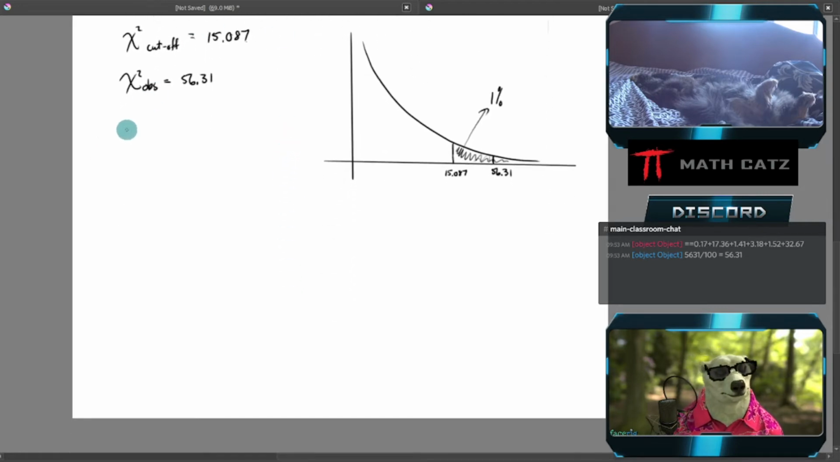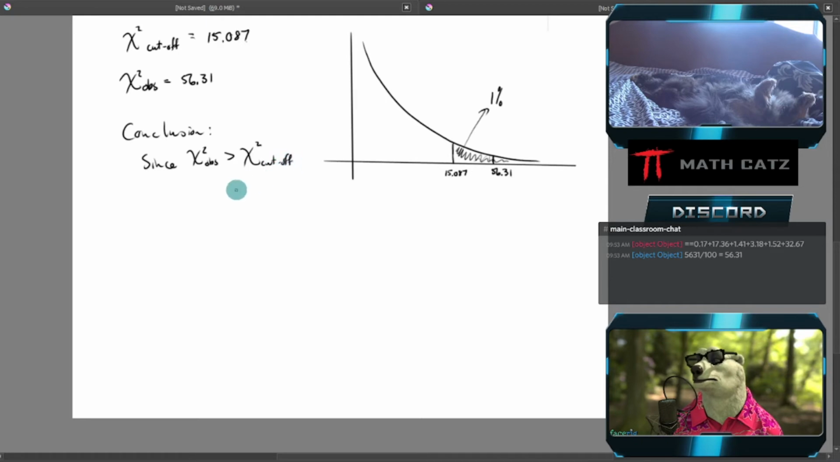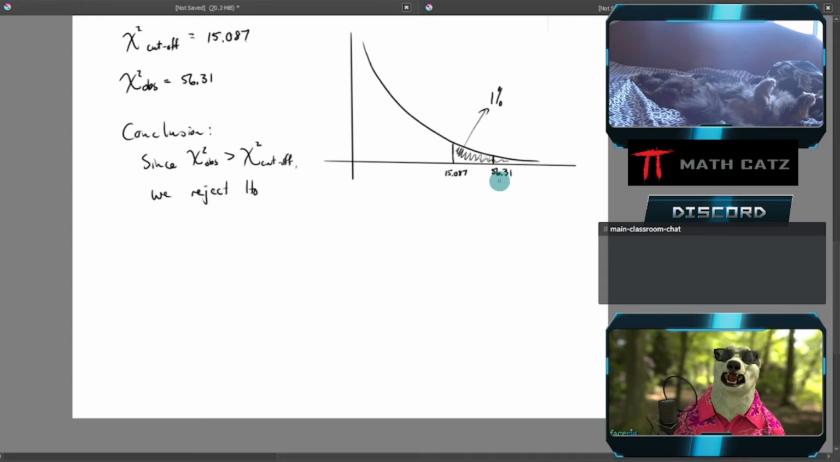So we can say here, maybe conclusion. Now we can't write a super pretty conclusion because we don't know the story. So we're just going to have to do a generic one. Since chi-squared observed is greater than chi-squared cutoff, we reject the null hypothesis that this is too extreme. This wouldn't just happen. The evidence suggests that these distributions are actually different.